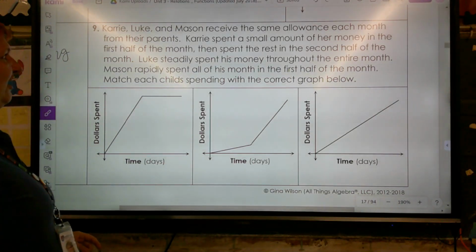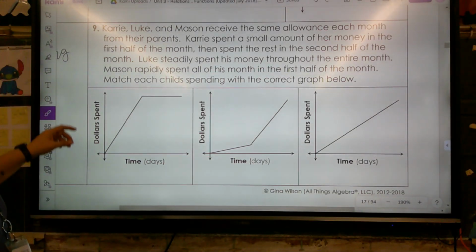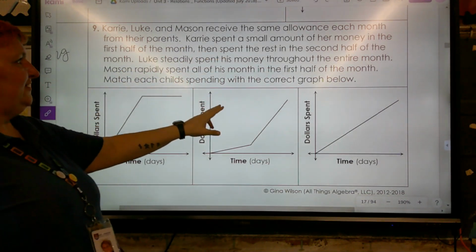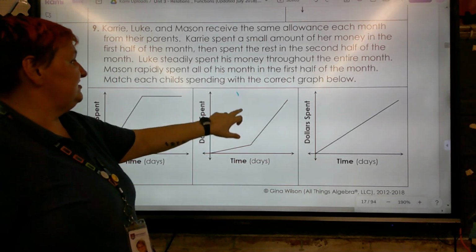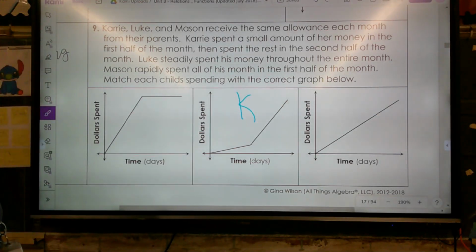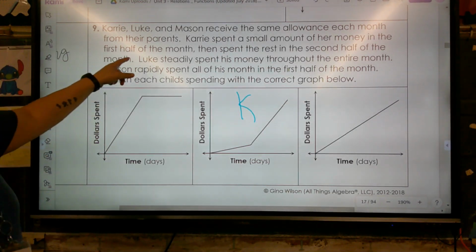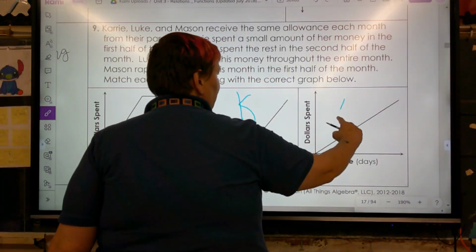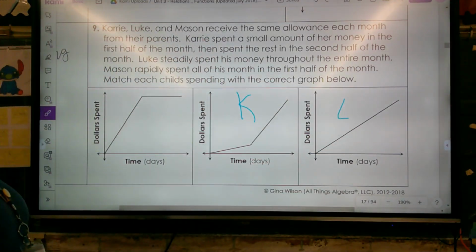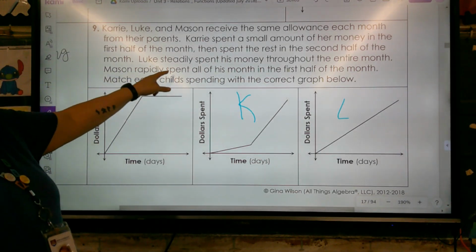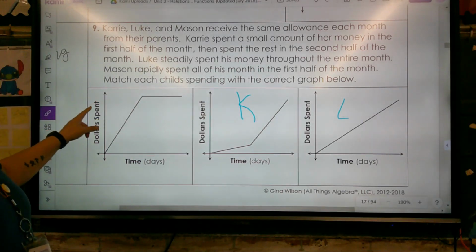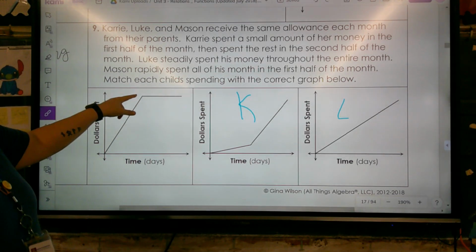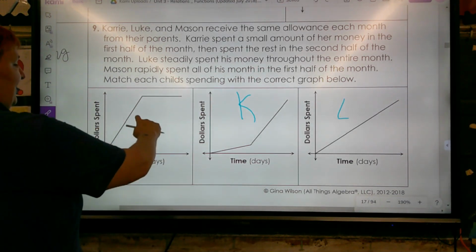So let's see if we can figure out which graph goes with which person. Carrie spent a small amount of money in the first half and then spent the rest in the second half. So this is Carrie. Luke steadily spent his money throughout the entire month. That means this has to be Luke. Mason rapidly spent all of his money in the first half of the month. That means that has to be Mason.